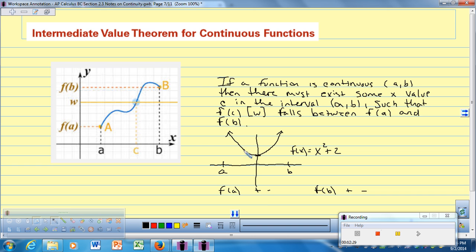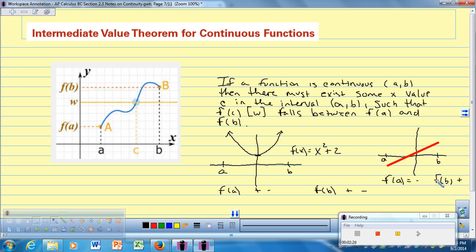Positive, we would get for f of a, and we would also get a positive for f of b. But if I had a function like just a simple line, sorry for my crooked lines, let's say I had this line, and I am on the interval from a to b, and I know that f of a is negative, and I know that f of b is positive.